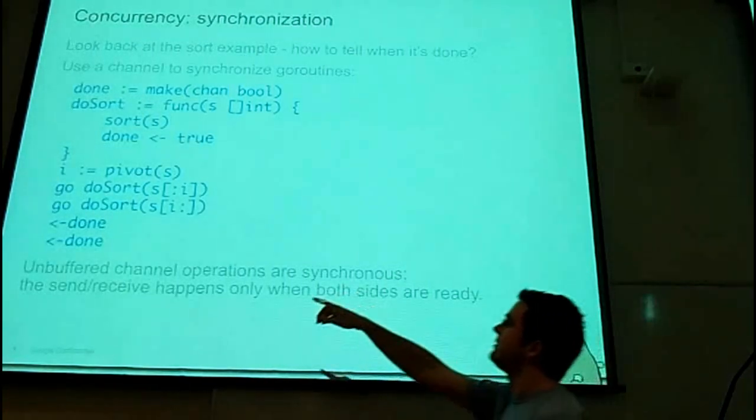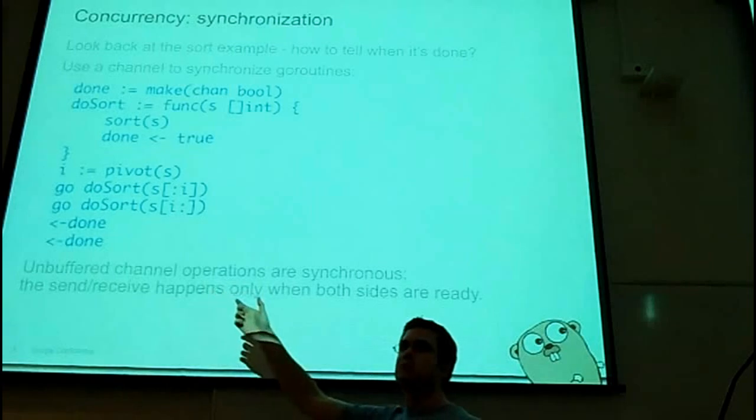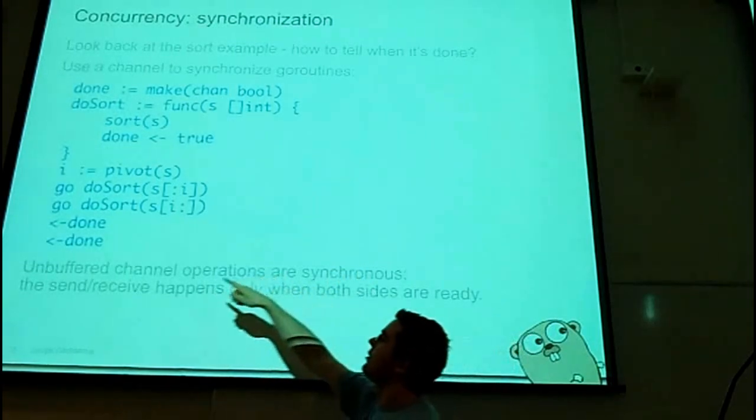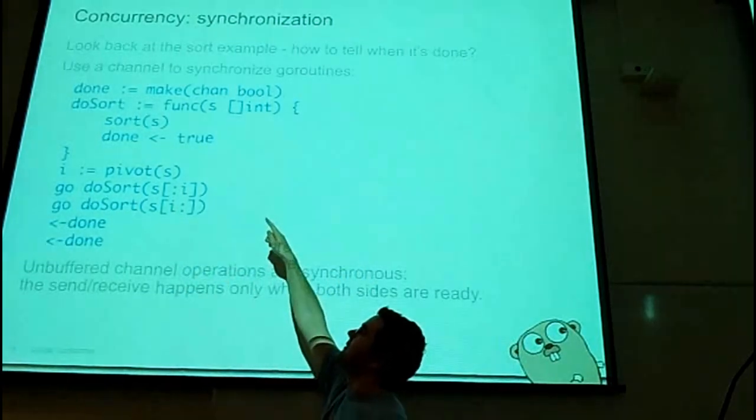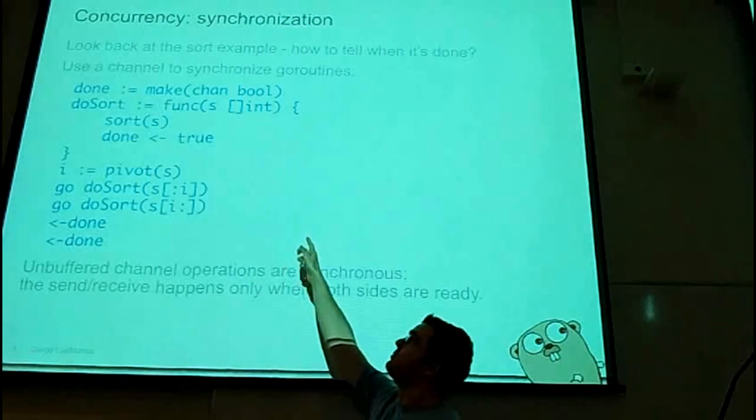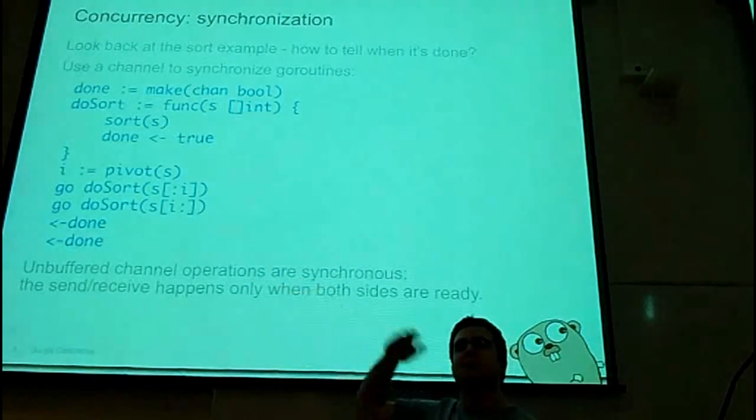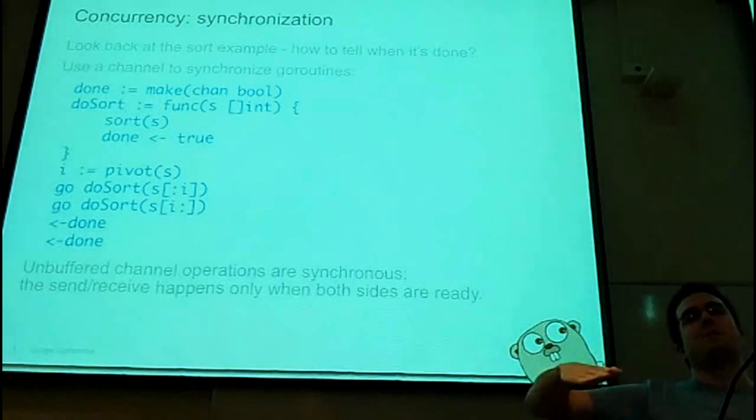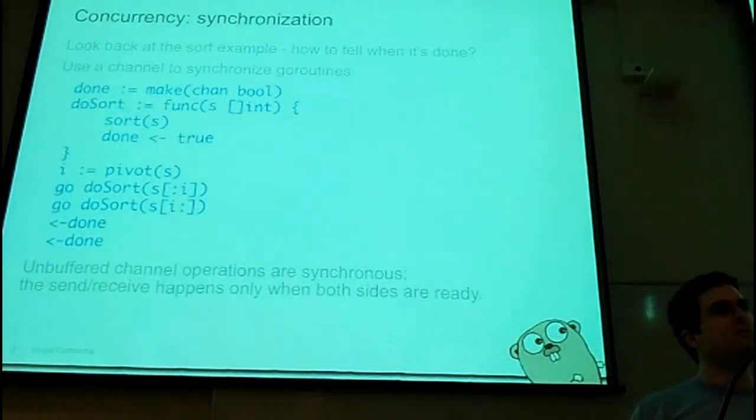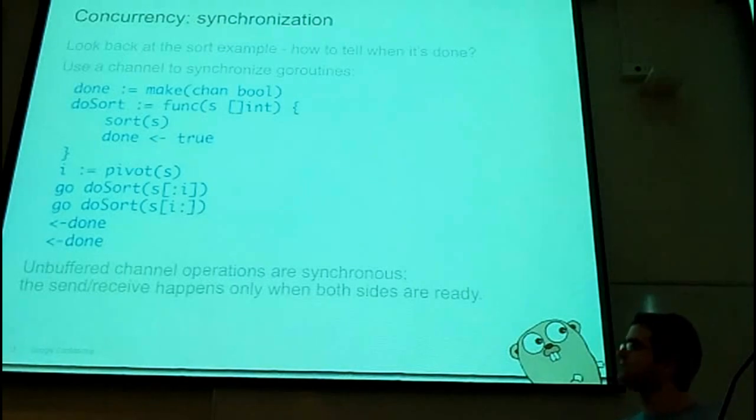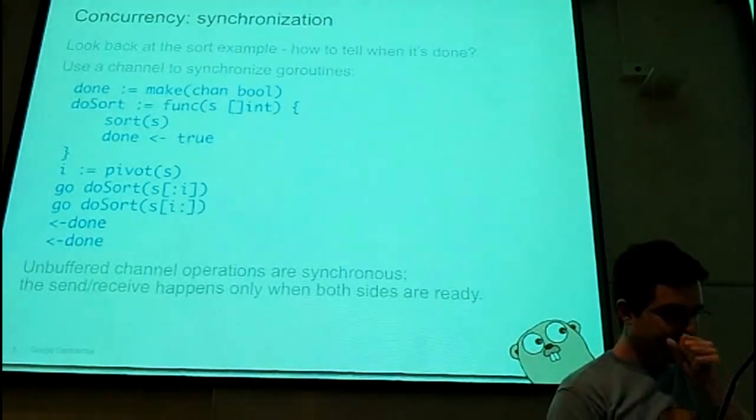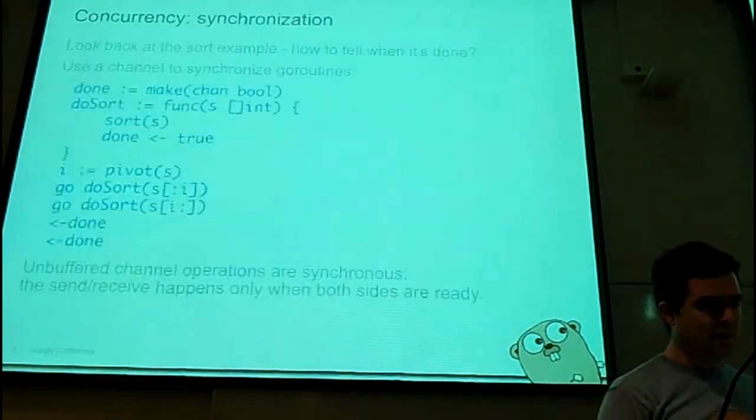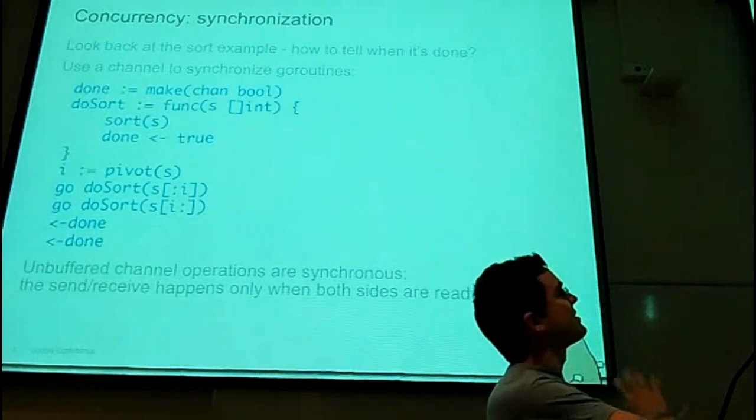So these are just receives from the channel done. Right. And so it means that this line won't continue until at least one of these sorts is completed and sent. It's a way of saying, wait here for something to happen, and when it does, it can continue. You don't have to use the special underscore variable in that case. So that's how you can use channels to synchronize.